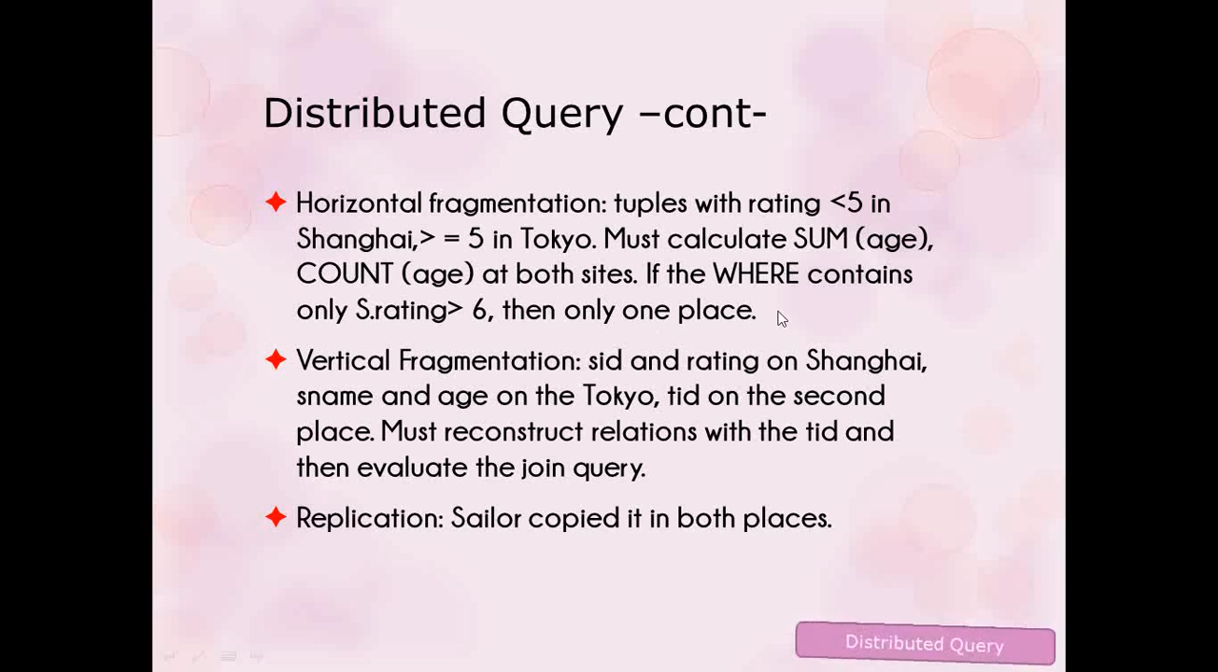Vertical fragmentation: SID and rating in Shanghai, S name and age in Tokyo, TID in the second place. We must reconstruct the relation with the TID and then evaluate the join query. Replication: the seller is copied in both places.